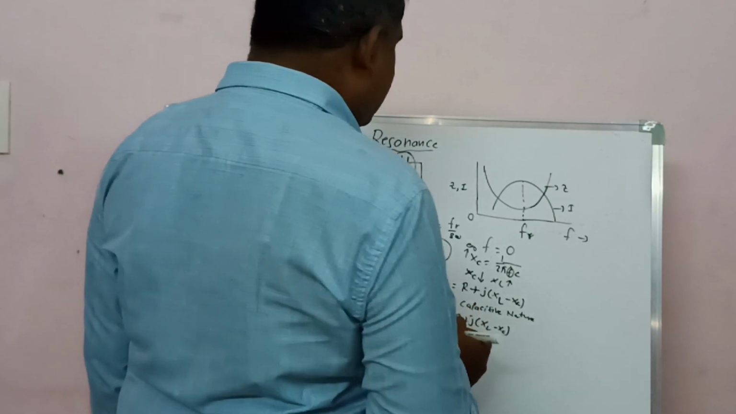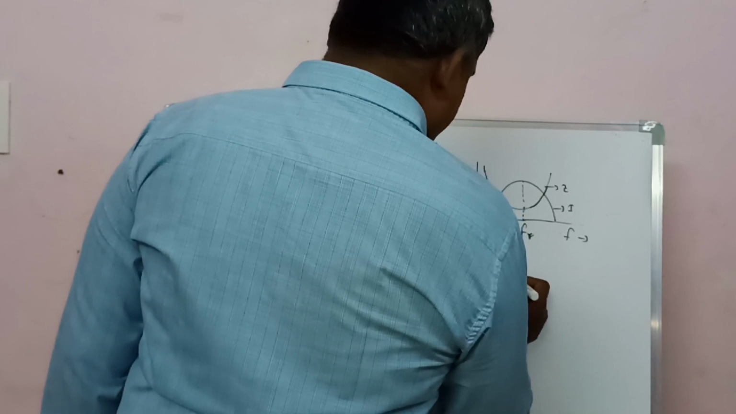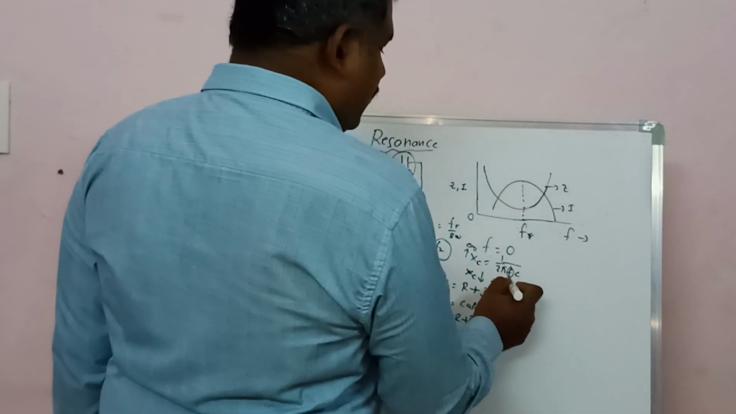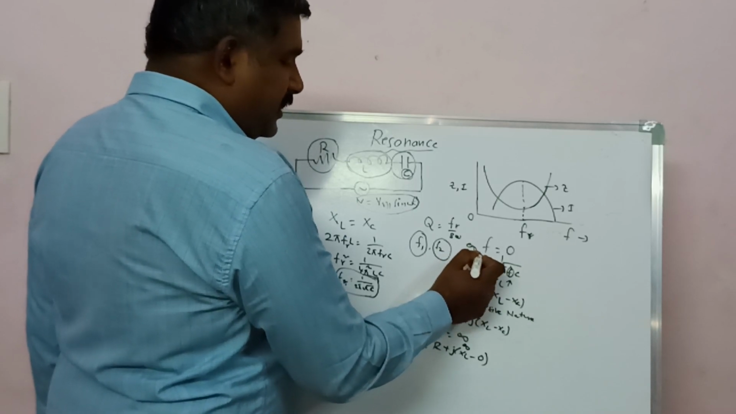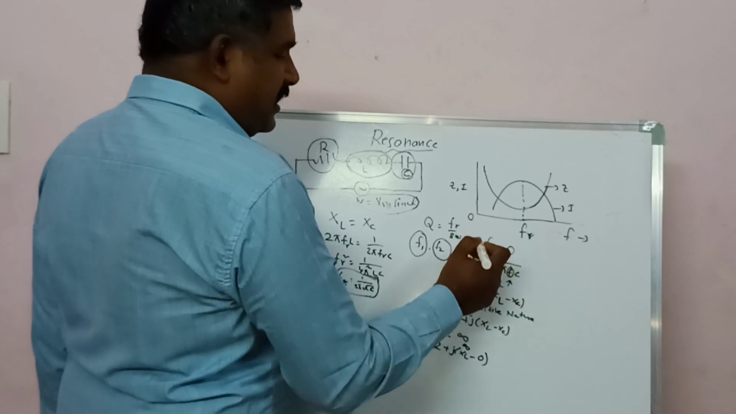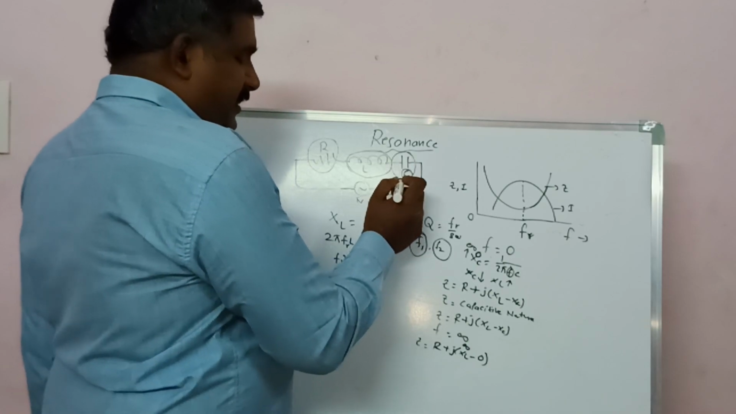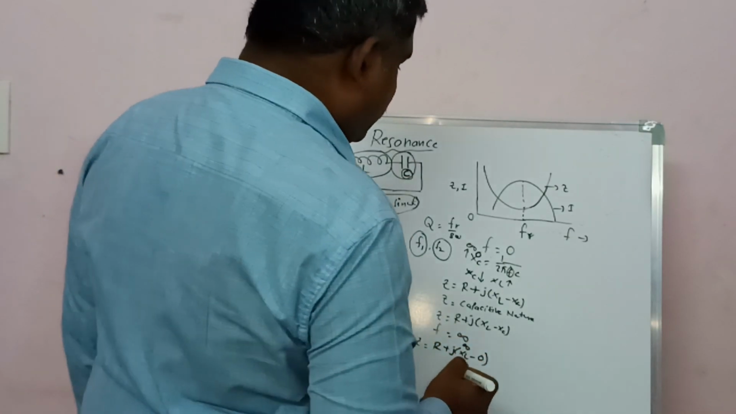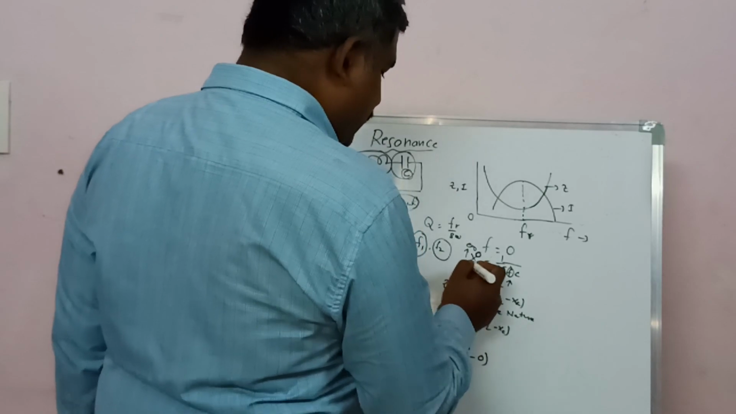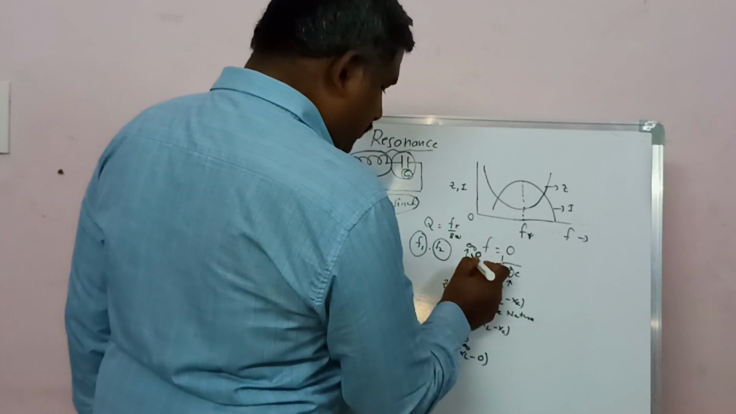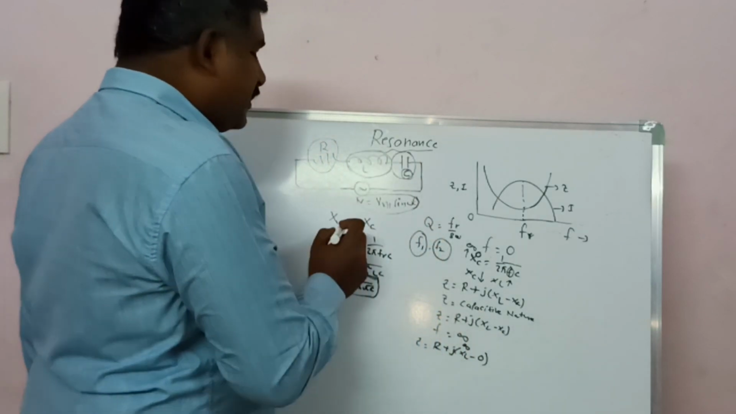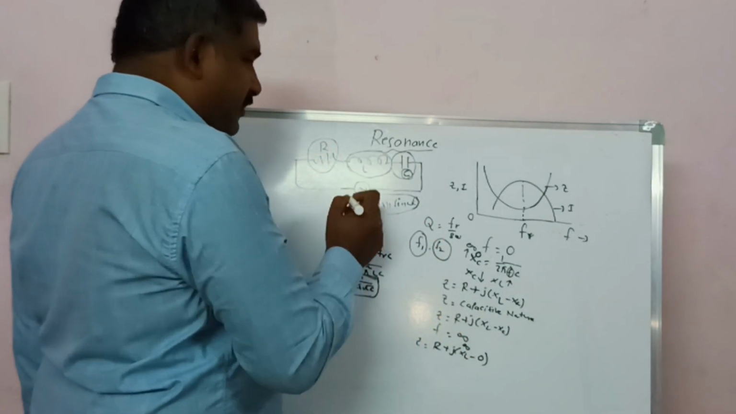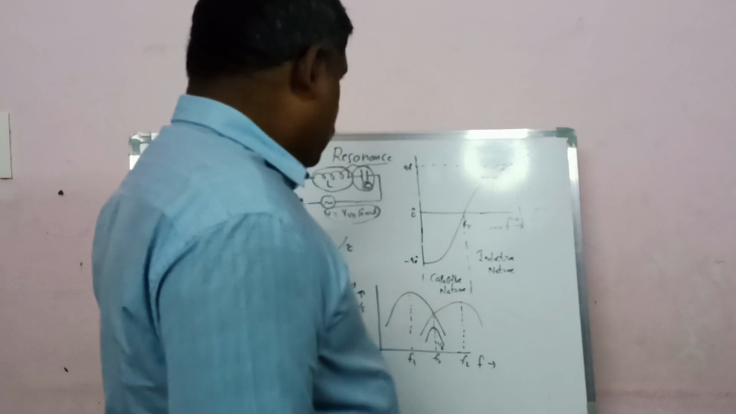Because XC is equal to 1 by 2 pi FC, when F reaches infinity, the XC value will become 0. XC becoming 0 means the capacitance will become short circuited, so the capacitive reactance will be 0, this capacitance will be short circuited, and the total voltage will be applied across the inductance.